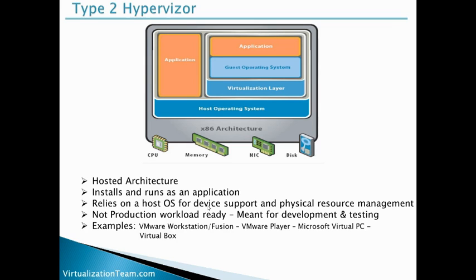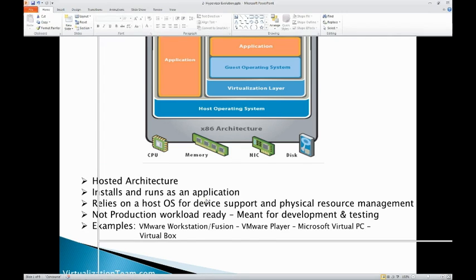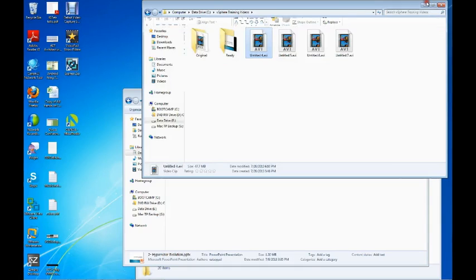Some examples of Type 2 hypervisors, or as I like to call them, hosted hypervisors, are VMware Workstation, VMware Fusion for Mac, VMware Player, Microsoft Virtual PC, and VirtualBox. All these hypervisors work in the same way. They're installed as an application over a generic operating system. I know we have demoed VMware Workstation before, but just to grasp the concept of Type 2 hypervisor even better, let's go through a real demo here for just a second.